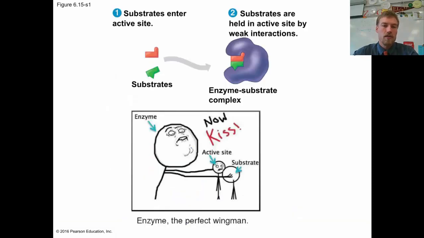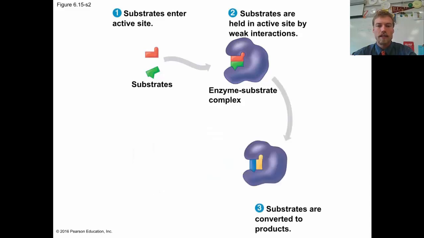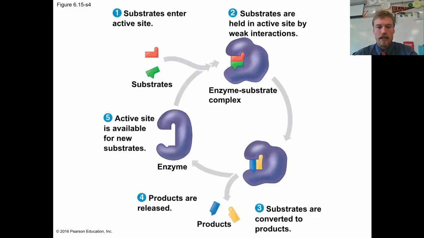So the way that this will happen is that you'll have your substrates. Substrates will bind to the active site, forming the enzyme substrate complex. Then the substrates will be converted into the products. The chemical reaction will take place. The products will then be released, and then you will have the enzyme. Enzymes can be reused. They don't get destroyed. They aren't changed by the chemical reaction that takes place, and so they can be constantly recycled and reused over and over again.